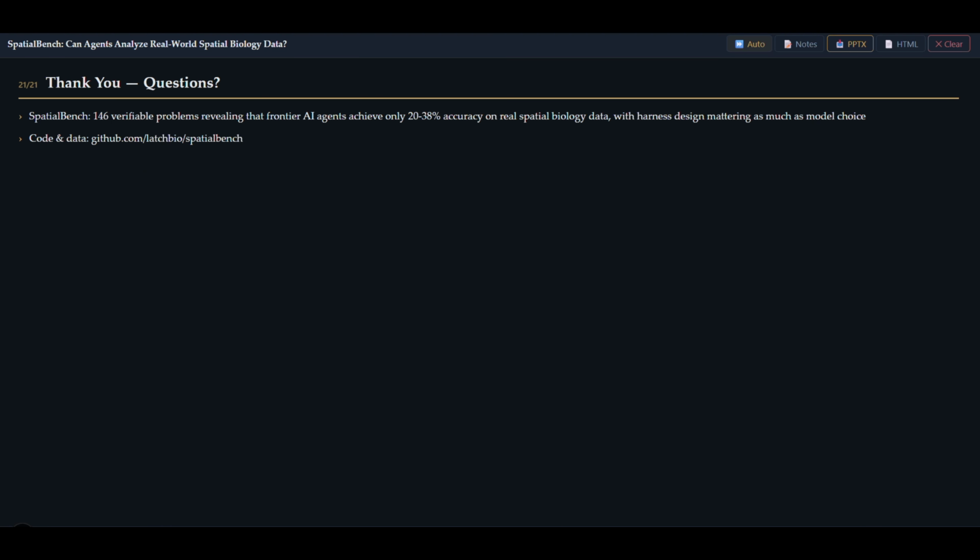Thank you for walking through this paper with me. The key message is clear. We now have a rigorous way to measure whether AI agents can actually do spatial biology analysis, and the answer right now is not reliably. But the path forward is tractable, involving joint optimization of models and harnesses with platform-aware calibration.